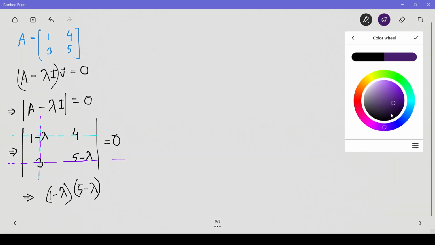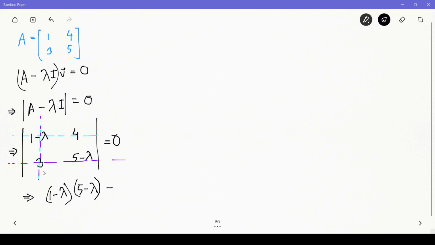So let's write. Since we are considering the second entry, we have to put a minus, right? Before each even indexed entry, we have to put minus 1 before it. So we have minus 3 times what, 4, right? 3 times the remaining 4. This whole thing is equal to 0. So this thing is our characteristic equation.